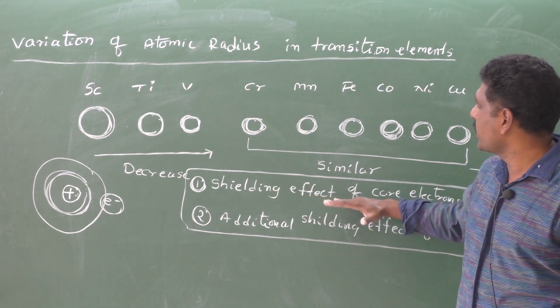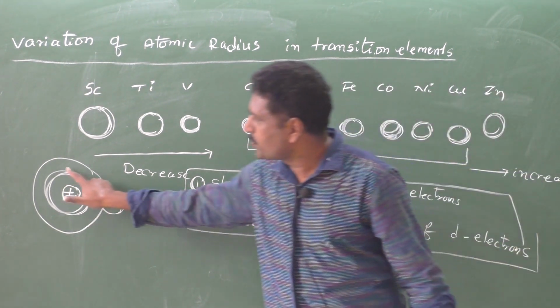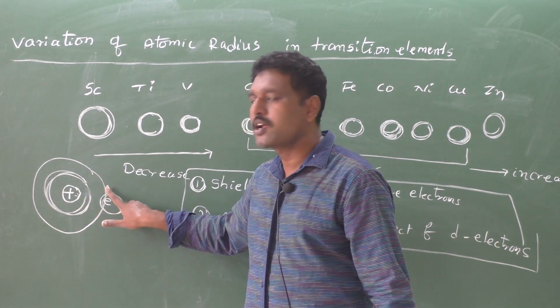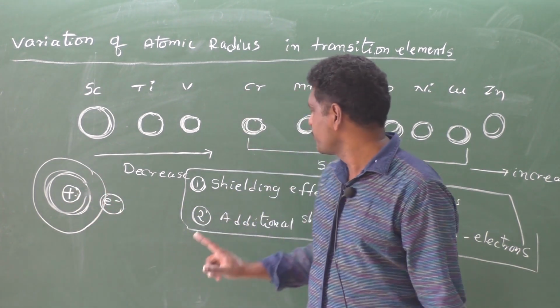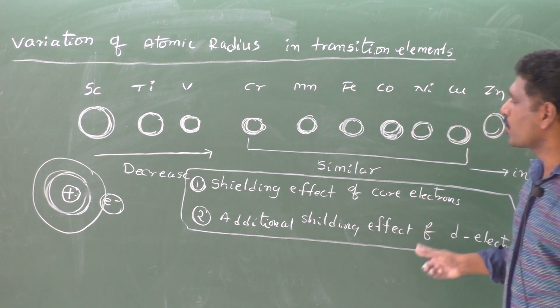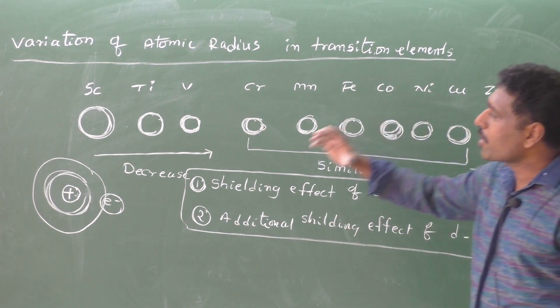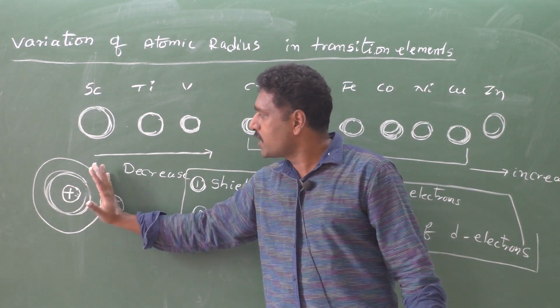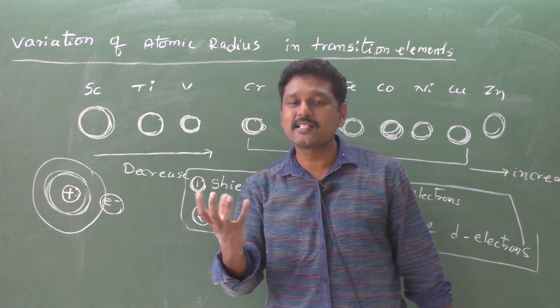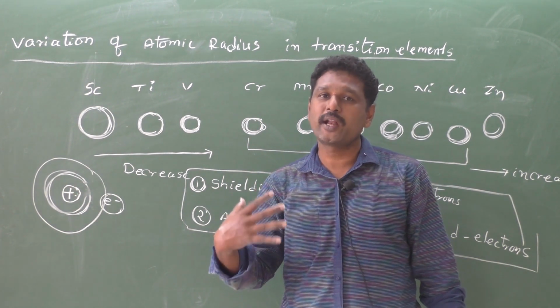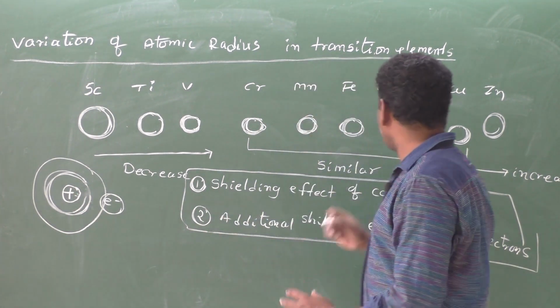The shielding effect of core electrons means these inner orbit electrons are called core electrons, and these are called outermost electrons. So the shielding effect of core electrons and the additional shielding effect of d electrons: the electrons present in between the nucleus and the outermost orbit act as a screen and reduce the attraction of the nucleus over the outermost electrons. This is the reason.